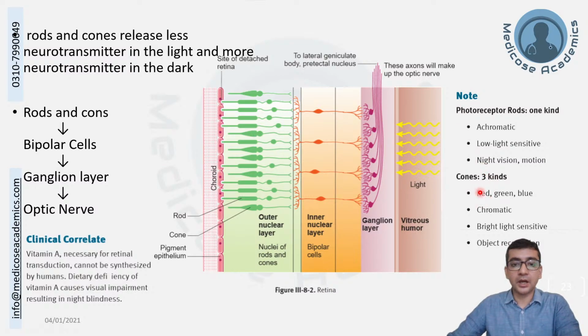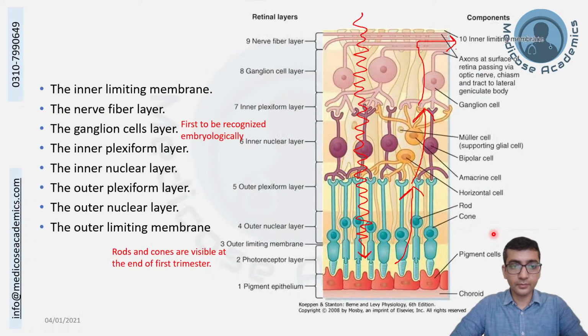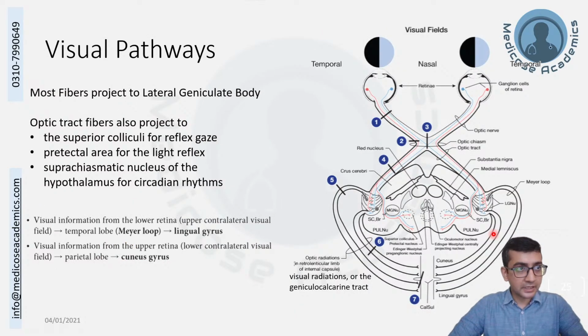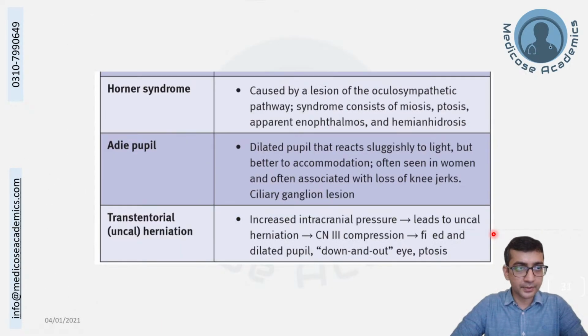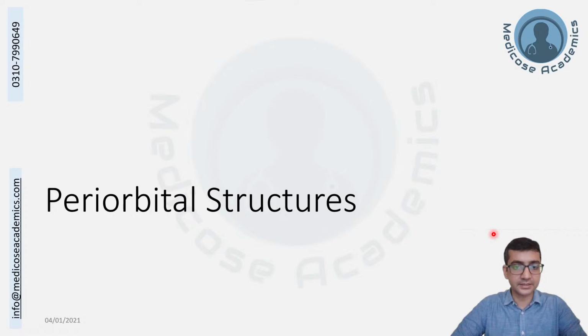And the cones are of different colors. There are red, blue, green, the primary colors, and they are chromatic thus, and they are sensitive to bright light, and they join to form different colors, and they are responsible for object recognition. Visual pathway I'm going to skip right now. You have discussed it in the physiology lecture, and you will discuss it again with me in the cranial nerve section. So I am skipping the visual pathways and the reflexes.